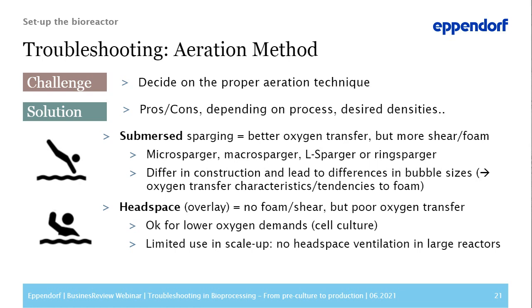Lastly, the other option is to use mixed gassing. That is both the headspace and sparging, which is often used in cell culture operations, where sparge gassing is used to maintain dissolved oxygen and pH, and headspace gassing is used to maintain positive pressure in the reactors.